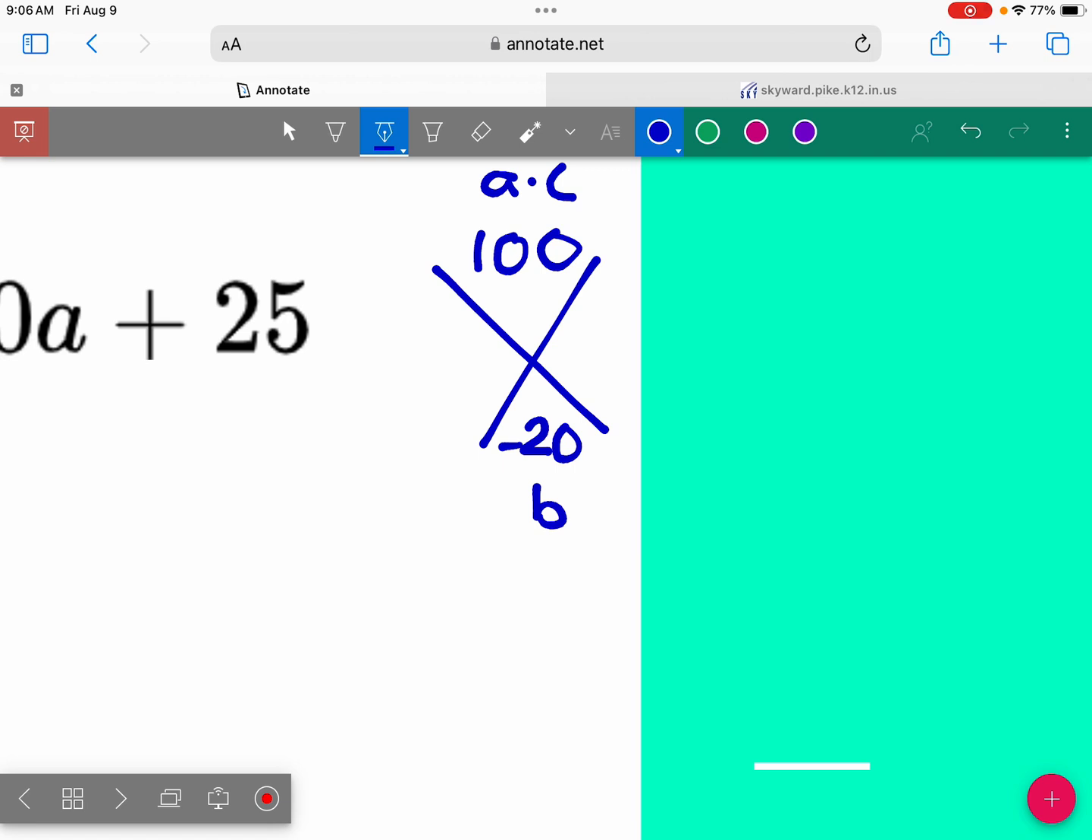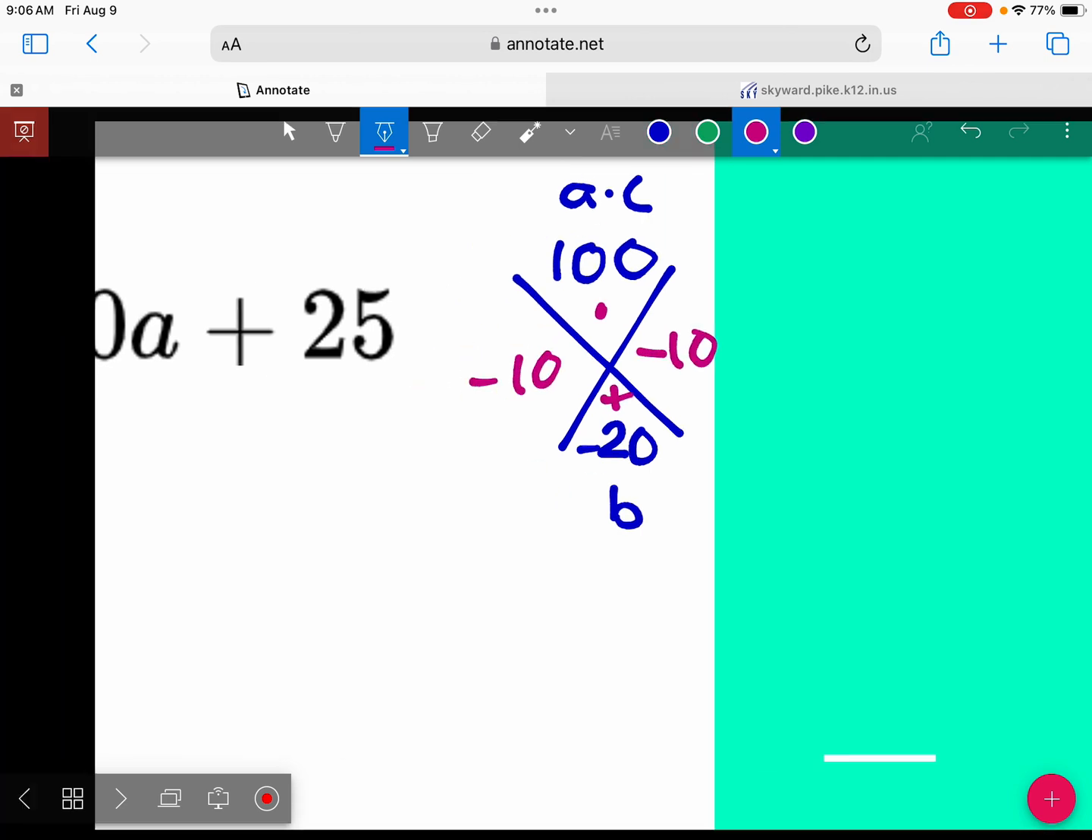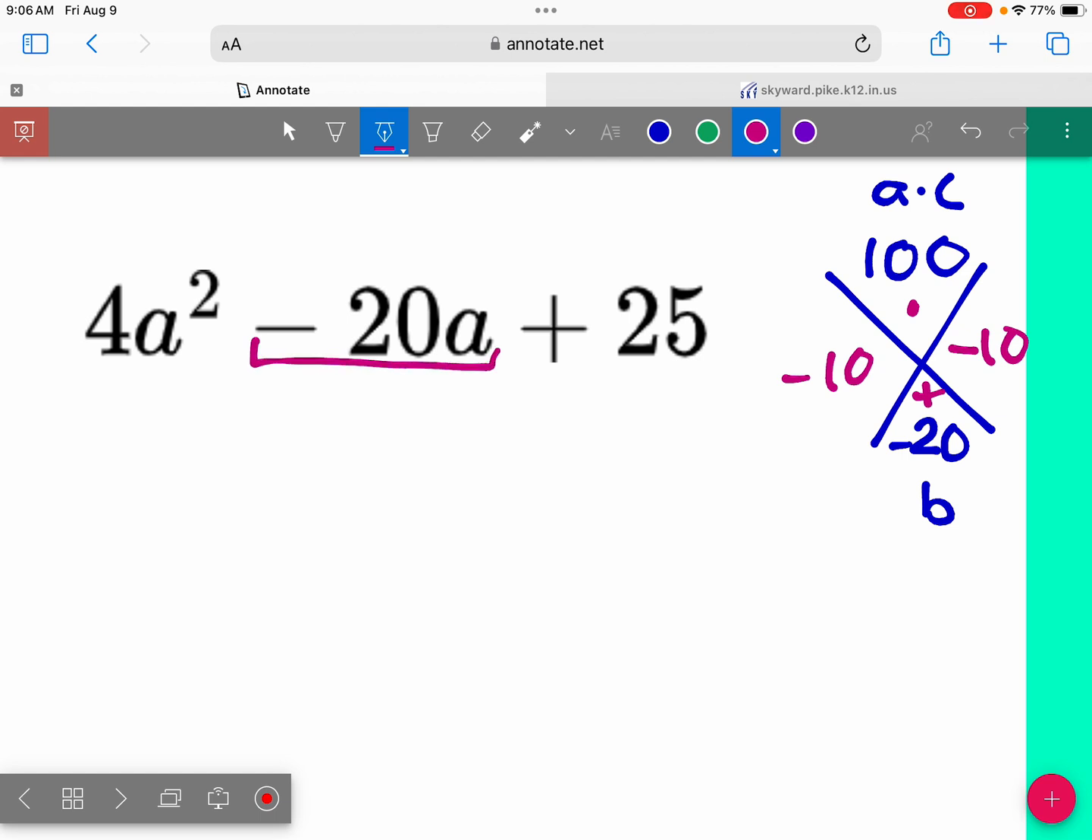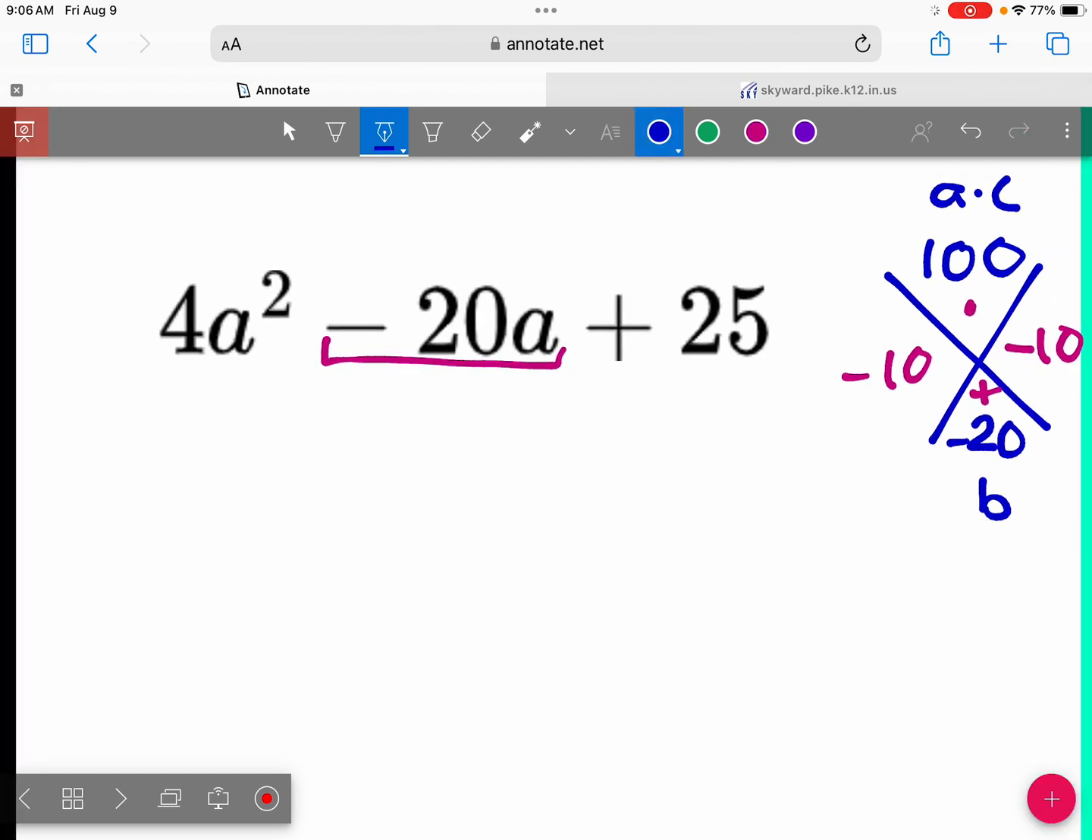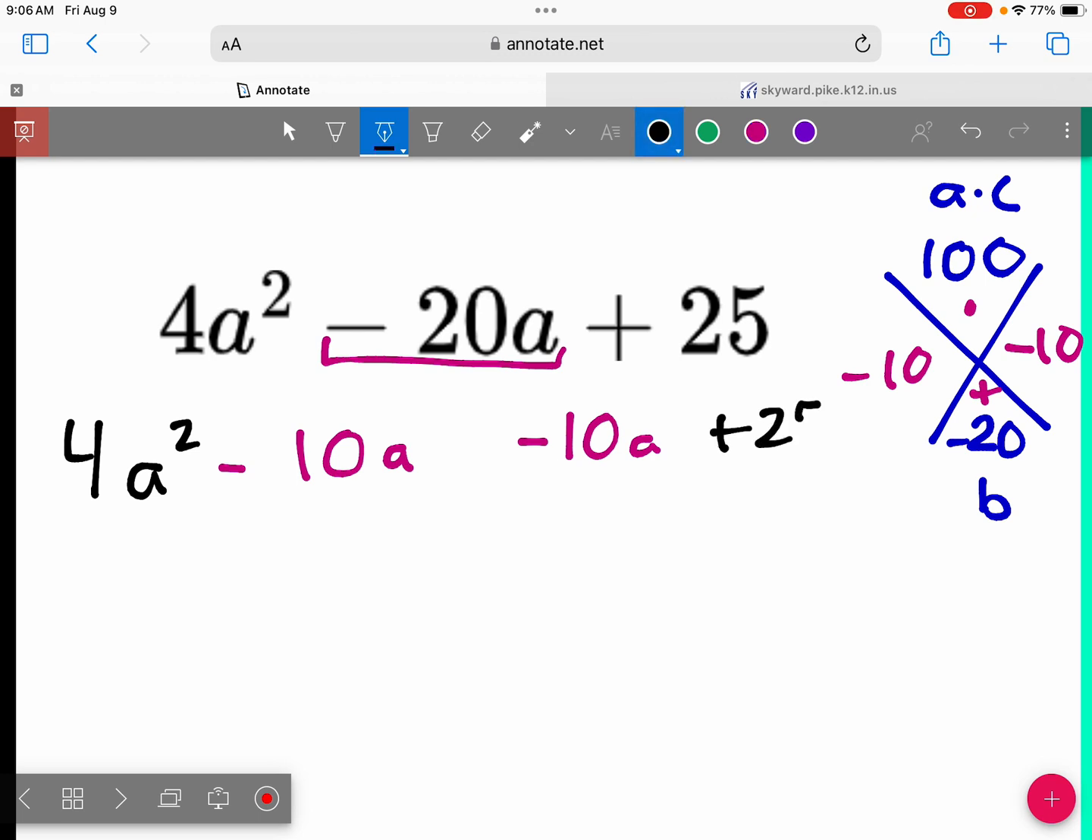What is a pair of numbers that's going to multiply to make 100 and add to make negative 20? Negative 10 and negative 10. So that tells me how this middle term splits apart. So what we have is our 4a squared minus 10a minus 10a plus 25. It splits that apart. It uncombines our like terms.